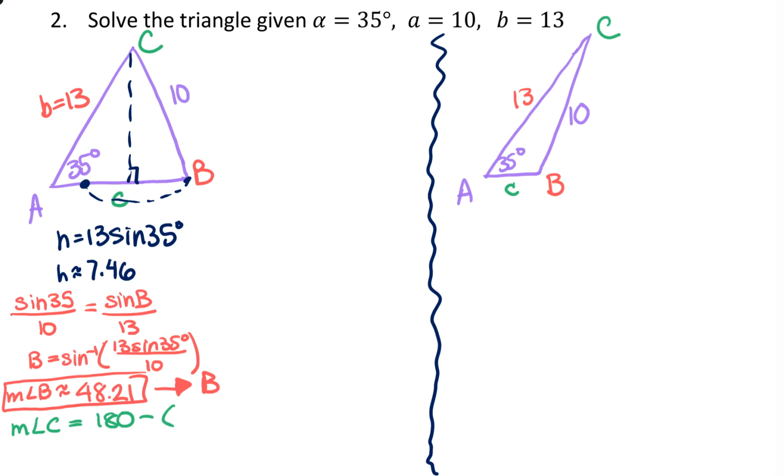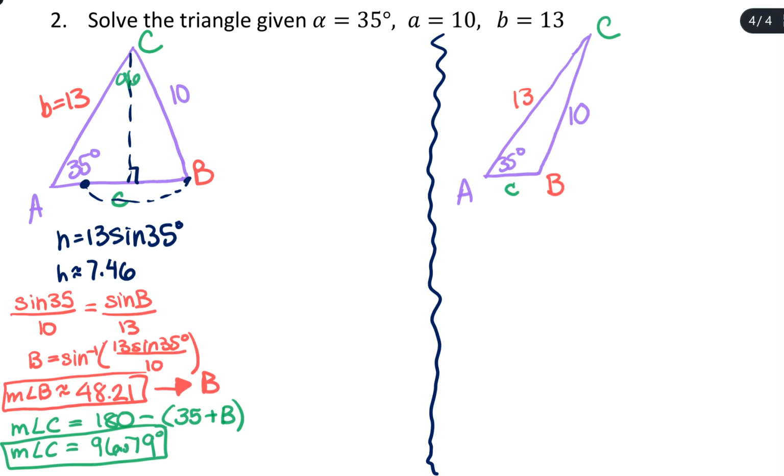So next, find angle C by using triangle sum. So we get 180 minus the quantity of angle A plus, and then you can just put capital B there because you stored angle B in your calculator. And then you calculate that, and you get the measure of angle C is equal to 96.79 degrees. And I'm going to put these on my diagram as well, so I know what I have, and I know I'm using the right things in the right places for my future calculations.